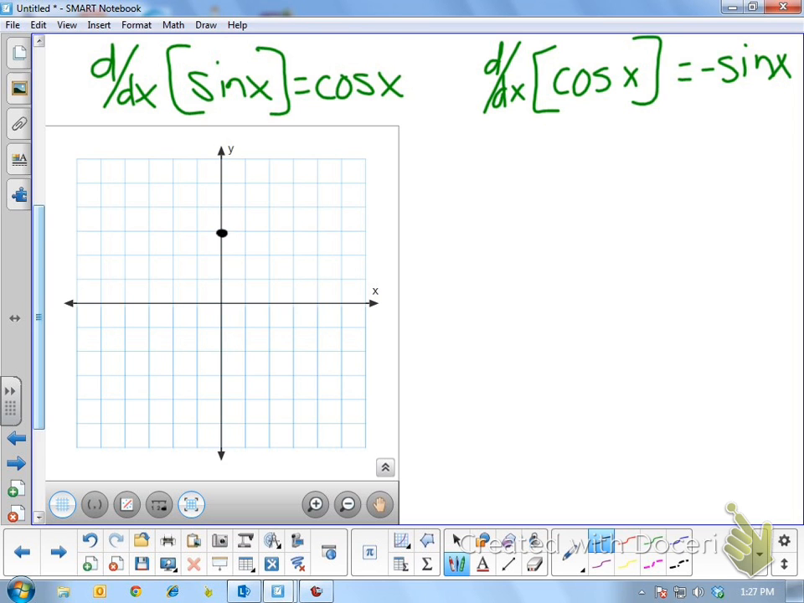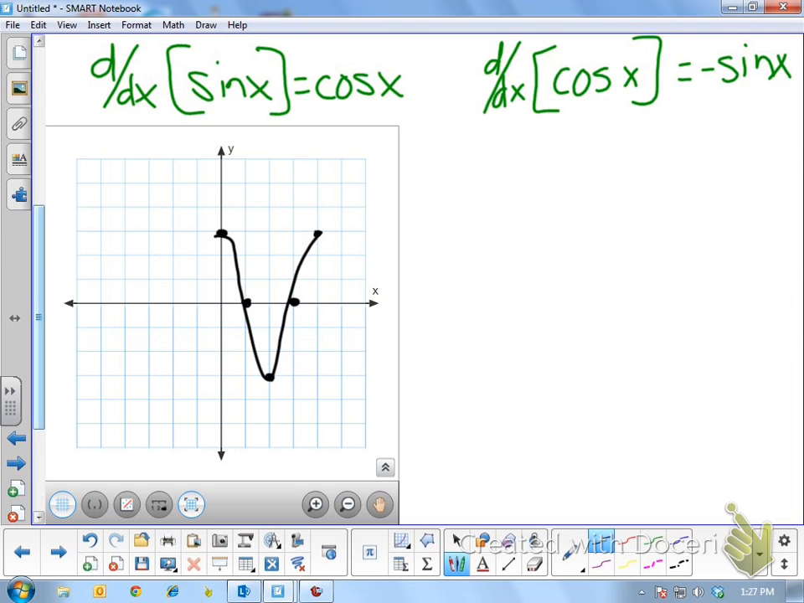So we know it goes from 1. When does it hit negative 1? After it hits 0. So it hits 0 next at 90 degrees, negative 1 at 180, back to 0 at 270, and back to 1 at 360. The only reason I made it stretched out was so it was easier to see up on the board. And then it repeats.